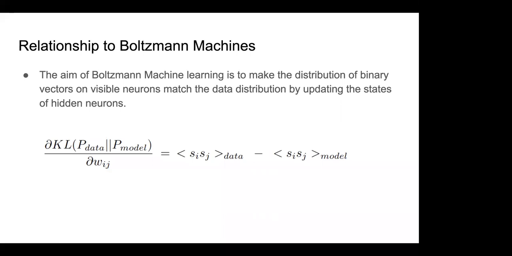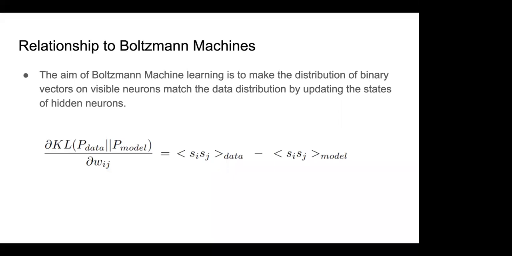The right side of the equation represents the difference between two expected values of the products of two binary states, Si and Sj, where i and j represent the indices of two neurons in the network. The first term represents the expected value of Si and Sj under the data distribution, and the second term represents the expected value under the model distribution. The product represents the interaction or influence between neurons i and j in the network. The expected value is taken over all possible configurations of the binary states in the Boltzmann network. The difference between the two expected values represents the discrepancy between the interactions between neurons in the data and in the model.